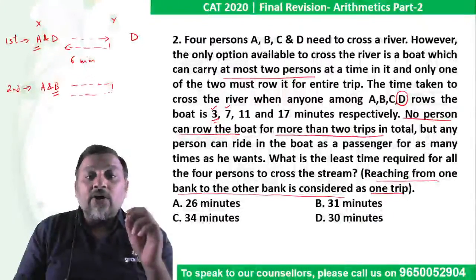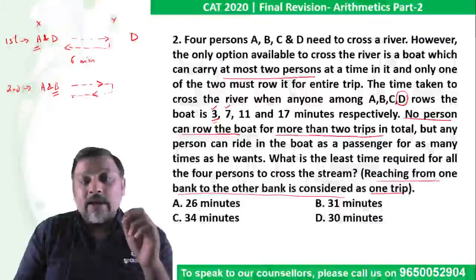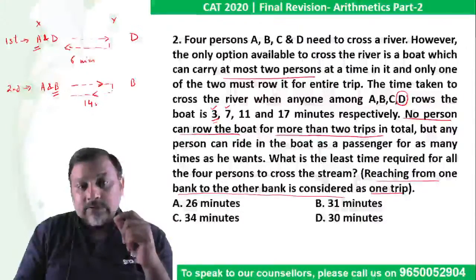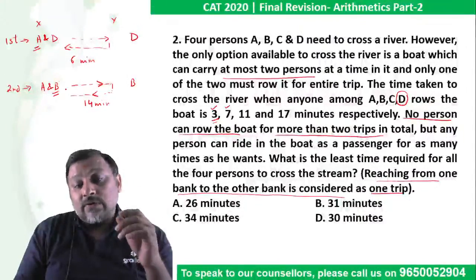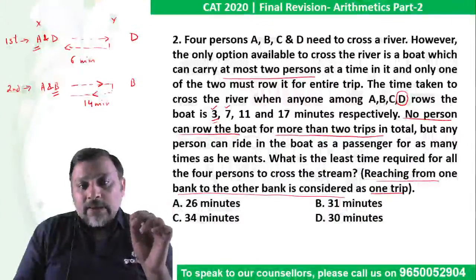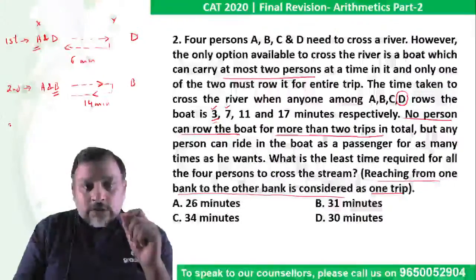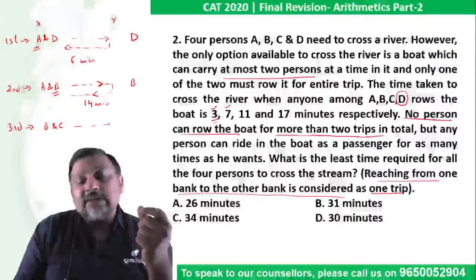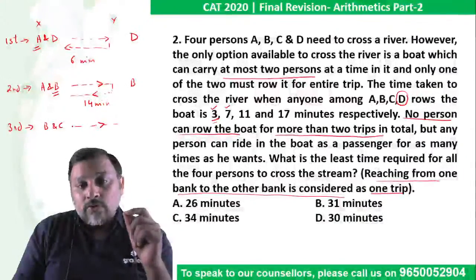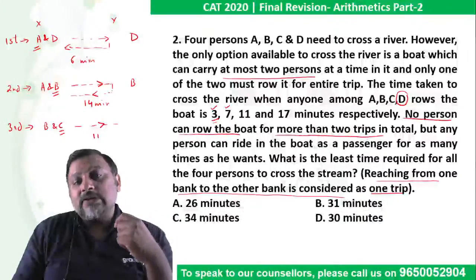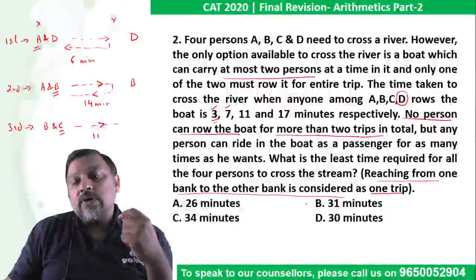So again, B will drop A and B will come back. This round trip will now take 14 minutes. And again, this consumed the two trips of B, so B cannot row any further. So in the third trip, B and C will go, and it is a one-way trip now, and C is the one who is rowing. So C will take 11 minutes more. So it is 6 plus 14 plus 11, which is 31 minutes.